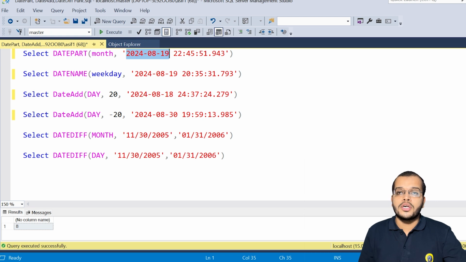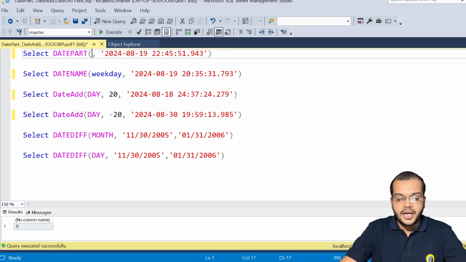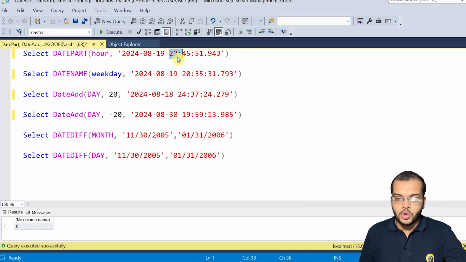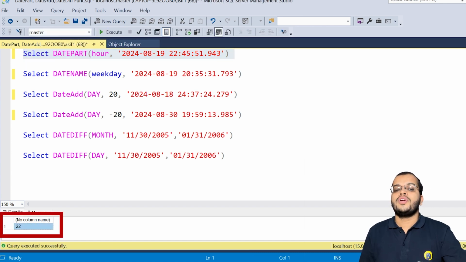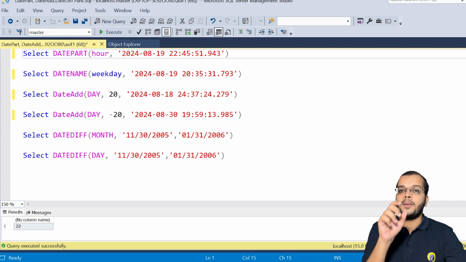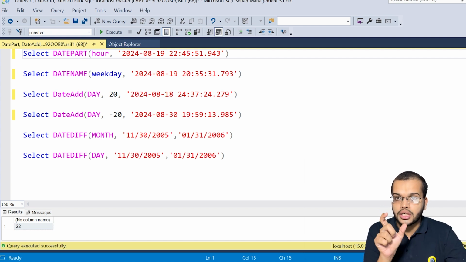My dear viewers, we have to understand one important thing: when we tell what exactly we would like to see in the output from the date, we get it, but we are not touching anything from hours, minutes, seconds or milliseconds. For instance, we have seen that we got the month here. Now what if I write hour? 22 is the number, right? When I execute it, we get 22 here. So we need to understand that we are getting the part of a date that we have mentioned in our query.